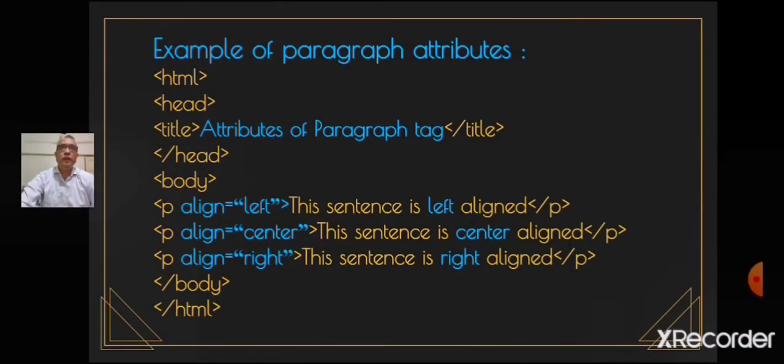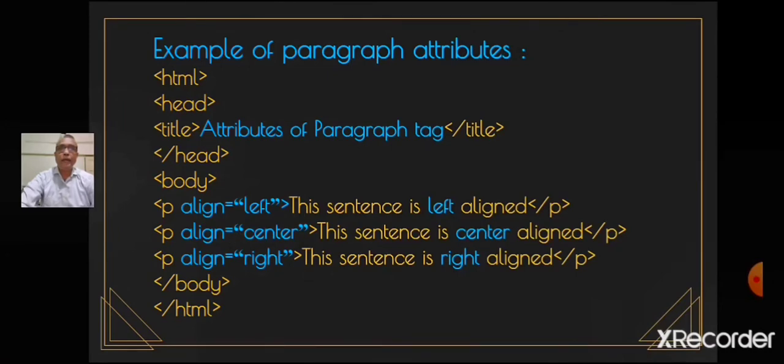Now let us see the example of paragraph attributes. The first element which we write is HTML. Then comes the head tag. Then comes the title tag. As we are learning attributes of paragraph tag, we can write the title as attributes of paragraph tag and close the title tag. Now close the head tag. Open the body tag. Then comes the paragraph tag.